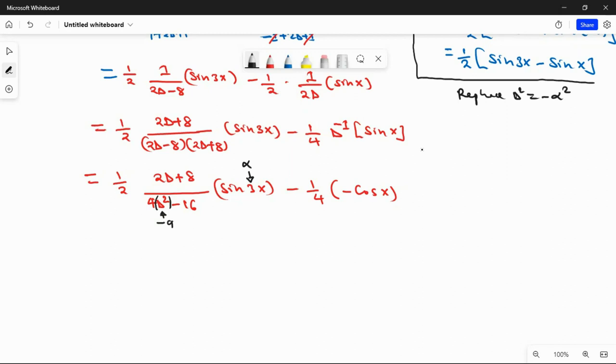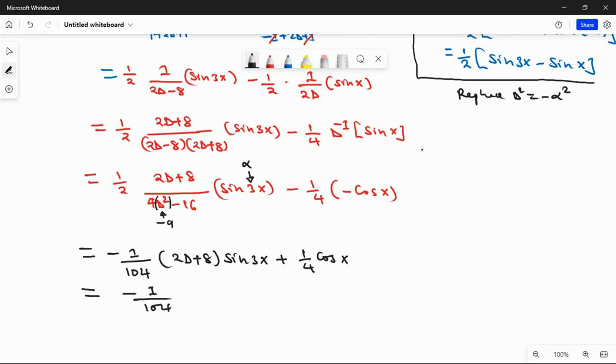Times 2, that should be negative 104. So what we have here is negative 1 over 104, 2D plus 8 sine 3x. That's now a plus 1 over 4 cos x. And so the D that we have there now means derivative. So we'll have negative 1 over 104, 2 times derivative of sine 3x plus 8 sine 3x, then plus 1 over 4 cosine of x.